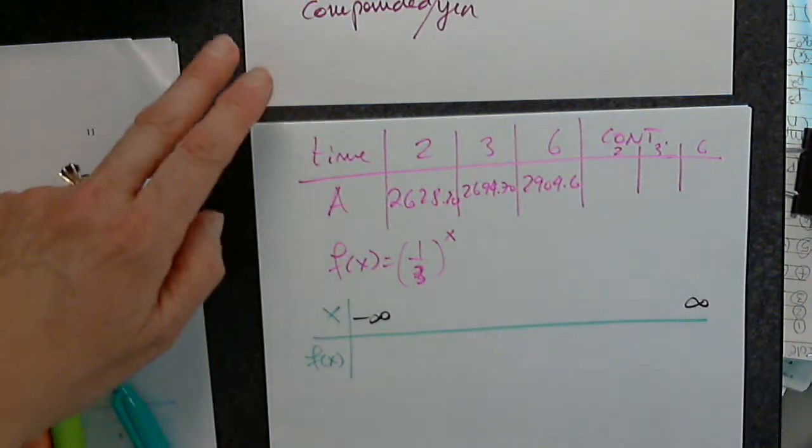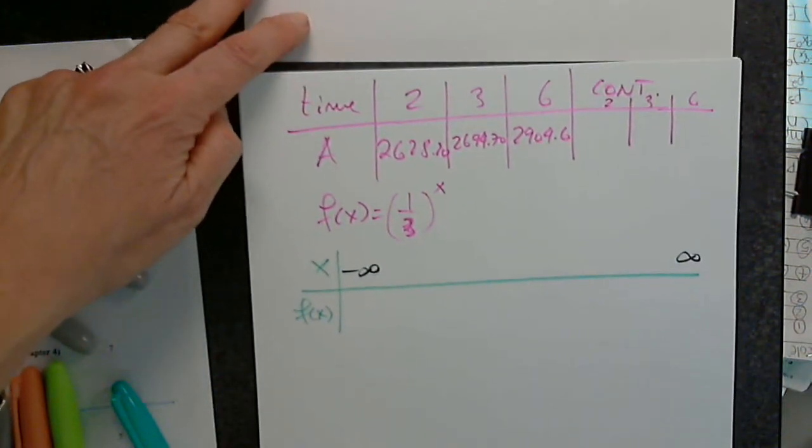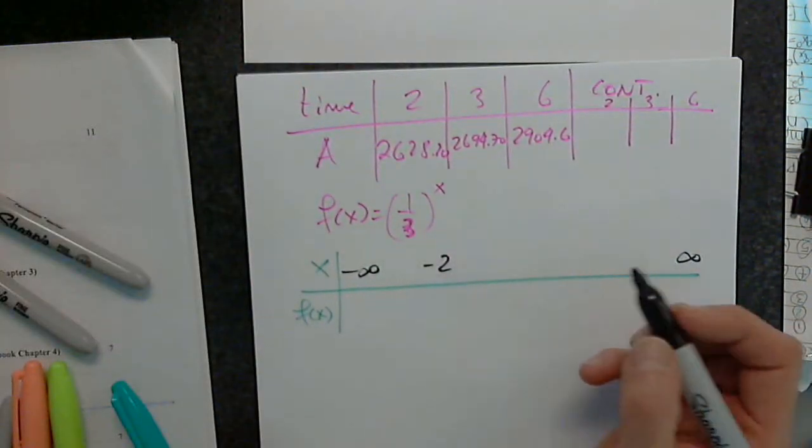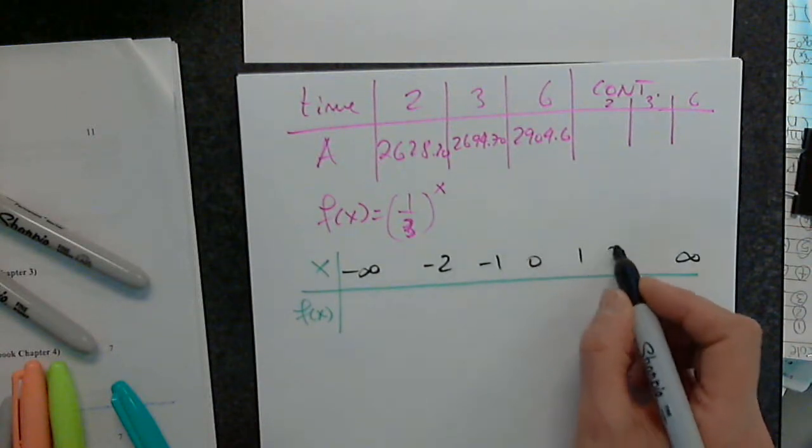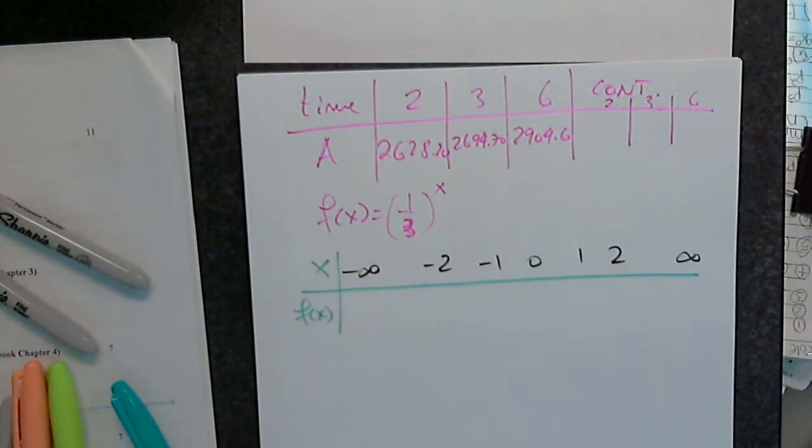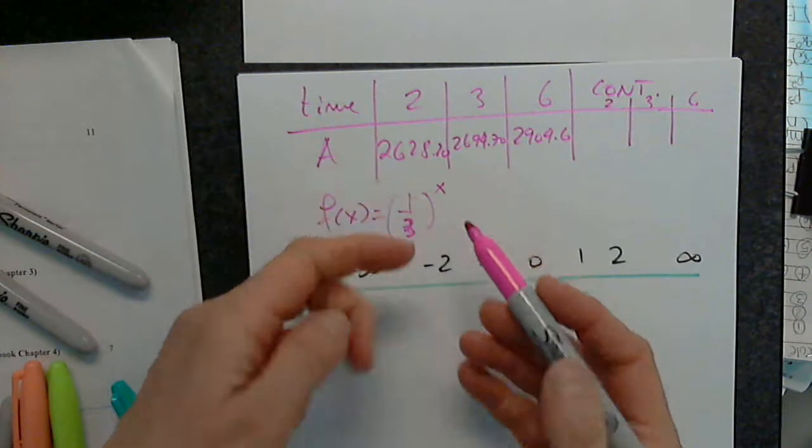What have we established about all exponential functions? Yes. I will use the same numbers as close as possible to 0. So let's say -2, -1, 0, 1, and 2. So please plug in -2 and tell me what you get.